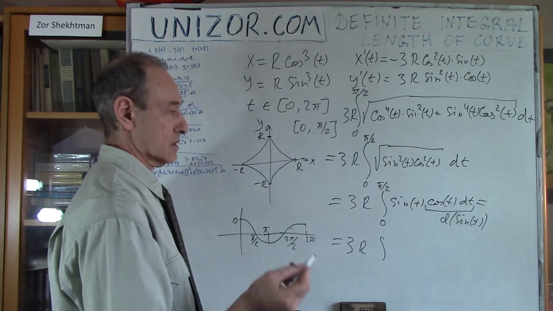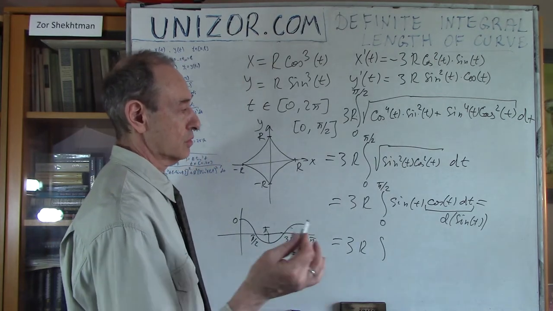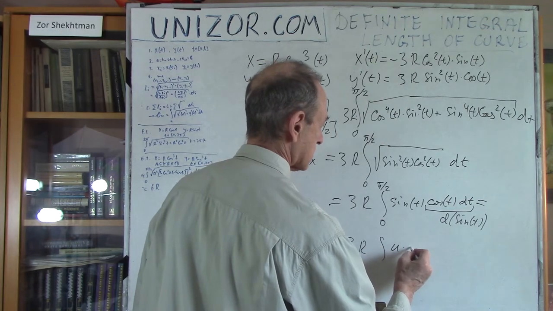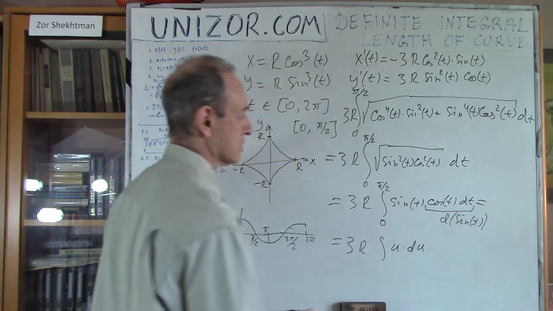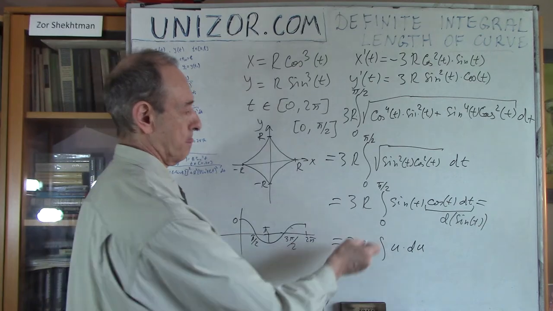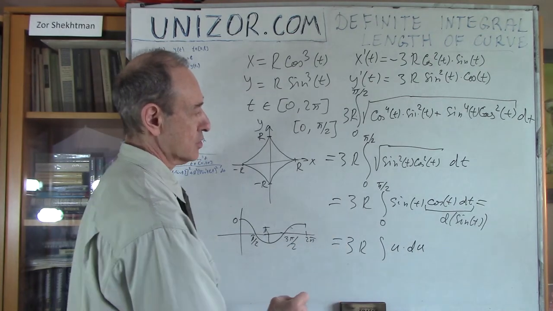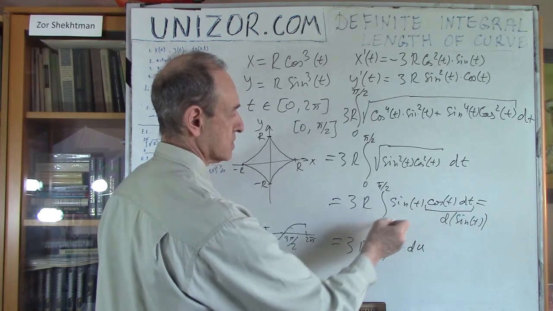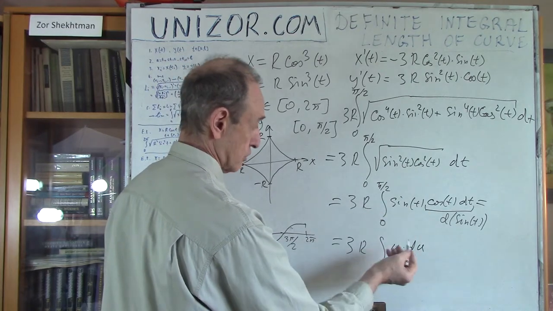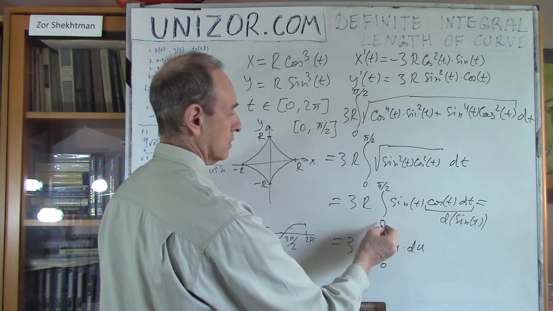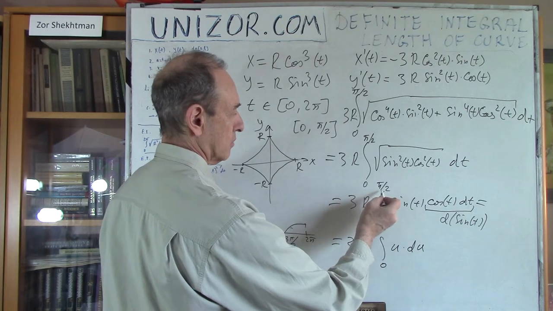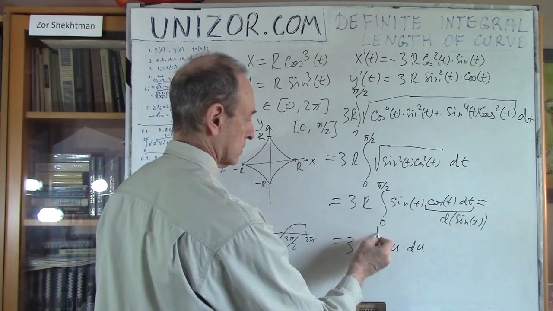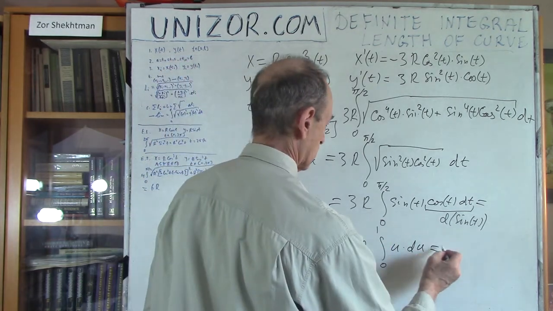And now I can replace this integral with integral 3r. Let's substitute sine of t is equal to u, let's say. So it would be u times du. And what are the limits of integration? If t is equal to zero, sine is equal to zero, so u is equal to zero. When t is equal to pi over 2, sine of pi over 2 is 1, so it's 1. And this is equal to 3r.